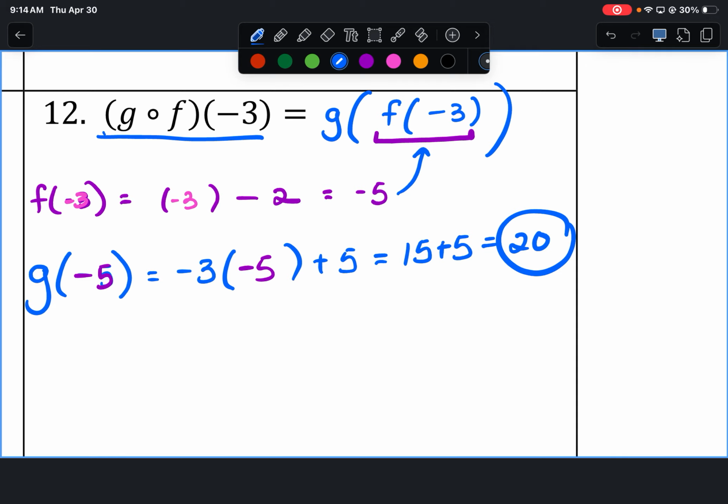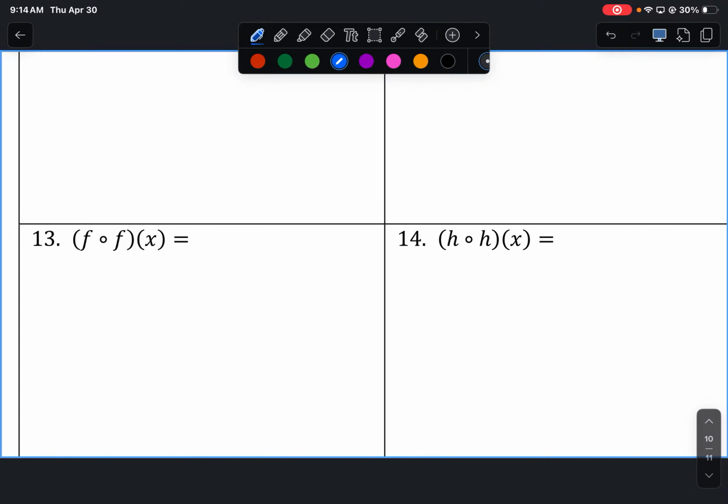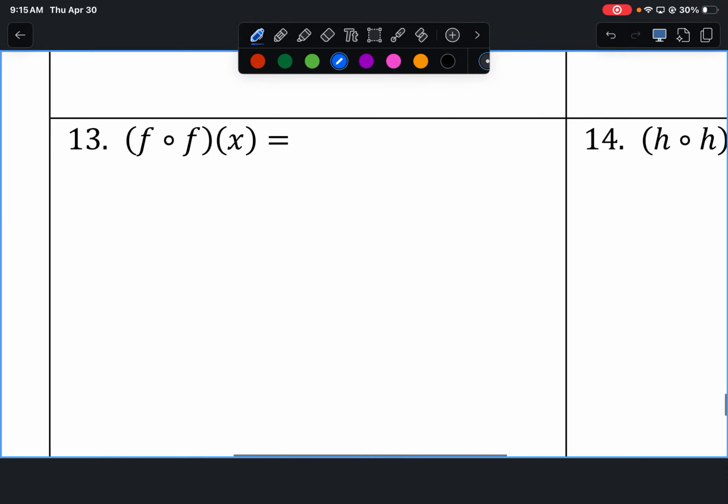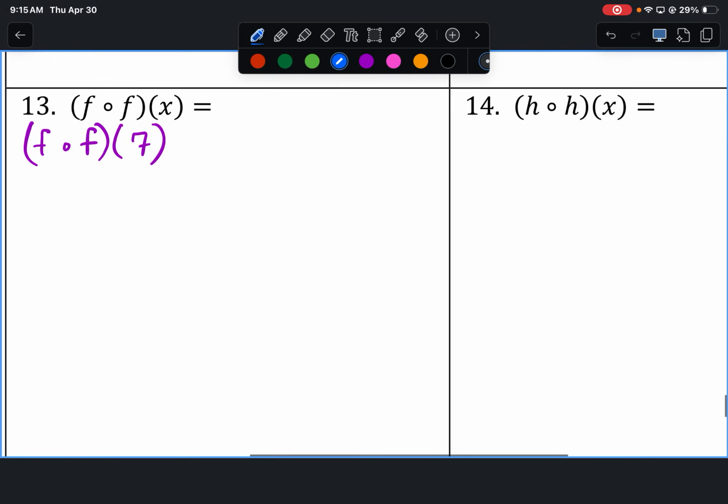Either method works, okay? Both methods will work all the time, and you can pick which one makes the most sense to you. Now, I did have a typo for 13 and 14. I forgot to put a number, okay? So real quick, for number 13, you're going to find f of 7. And for number 14, you're going to do h of negative 2.